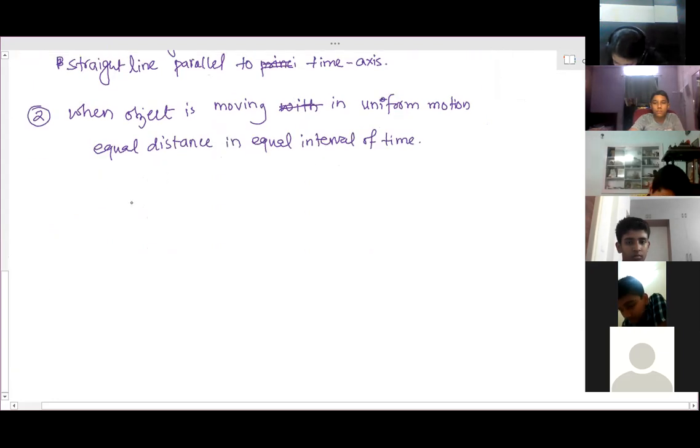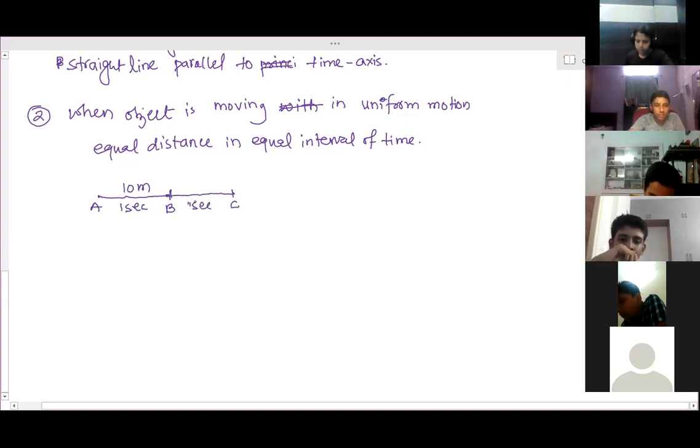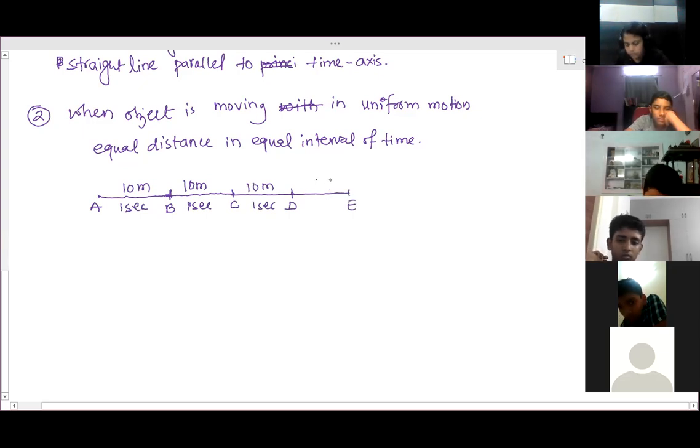Okay, so we have seen an example where the object is moving from A to B. In 1 second, how much distance? 10 meters it is covering. Again, in the next 1 second, the object reaches position C and covers 10 meters. From C to D, again 10 meters in 1 second. From D to E, it covers 10 meters in 1 second, right? So we can say that this object is in uniform motion because it is covering equal distances in equal intervals of time, right?